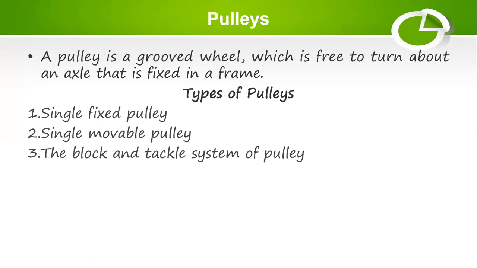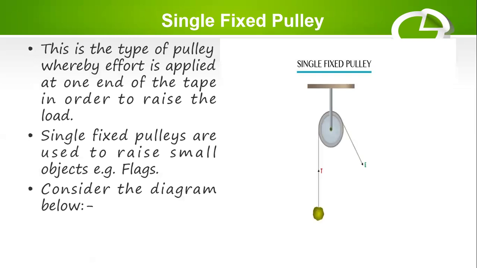Now there are types of pulleys. The first one is the single fixed pulley, then there's the single movable pulley, and the third one is the block and tackle system of pulleys. So these are the three types of pulleys. Now the first one is the type of pulley whereby effort is applied at one end of the rope in order to raise the load. So this is the single fixed pulley.